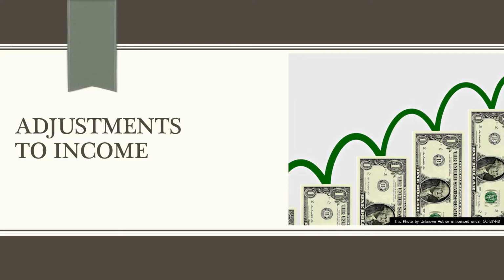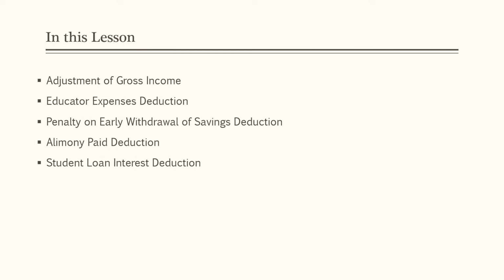This presentation will serve as a general overview of the important items to consider when reviewing adjusted gross income deduction. In this lesson, we will cover adjustment of gross income, educator expenses deduction, penalty on early withdrawal of savings deduction, alimony paid deduction, and student loan interest deduction.